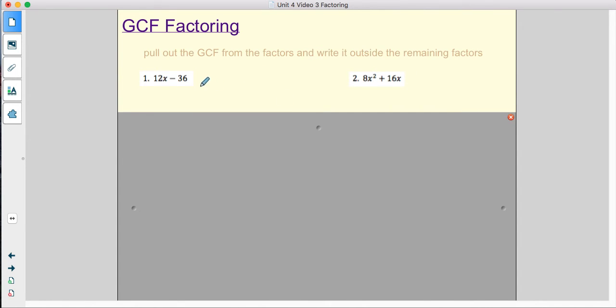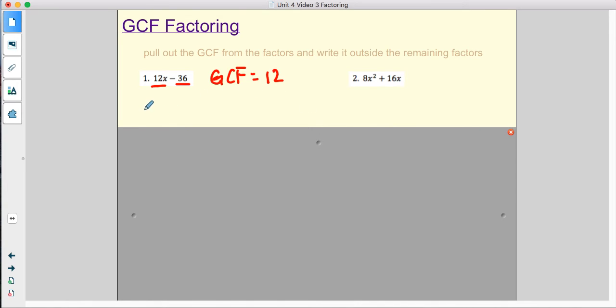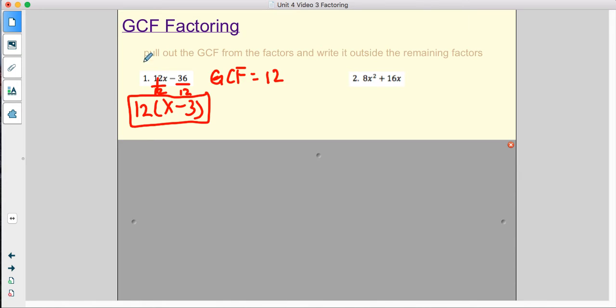So example 1, I would look at it and say 12x and 36. What do they have in common? 12. So my GCF is equal to 12. I write the GCF out in front, and then I ask, if I divide each of these by 12, what do I get? 12x divided by 12 gives you just x, not 12, minus 36 divided by 12 is 3. This would be my answer with the GCF factored out. If you're not sure you did something right, just redistribute. Minus 36. It works out. But this part right here is our final answer with the GCF taken out.